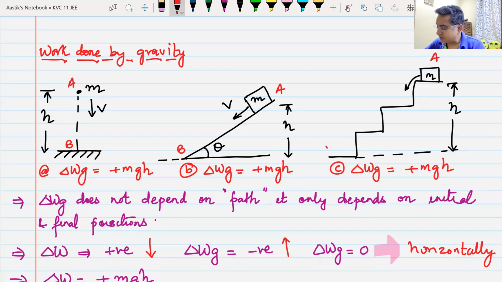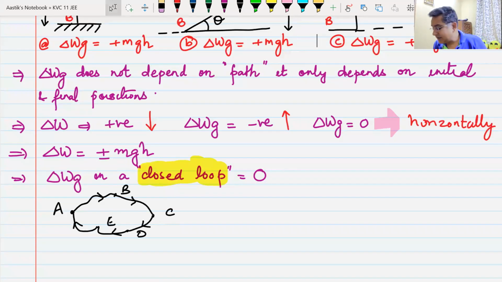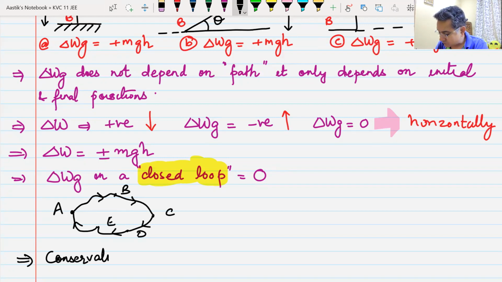If I move from A to B, work done by gravity is plus mgh. If I move from B to A, work done by gravity is minus mgh. In a closed path, A to B, B to A, or in any type of closed path, work done by gravity is zero. Such type of forces are known as conservative forces. What are conservative forces?